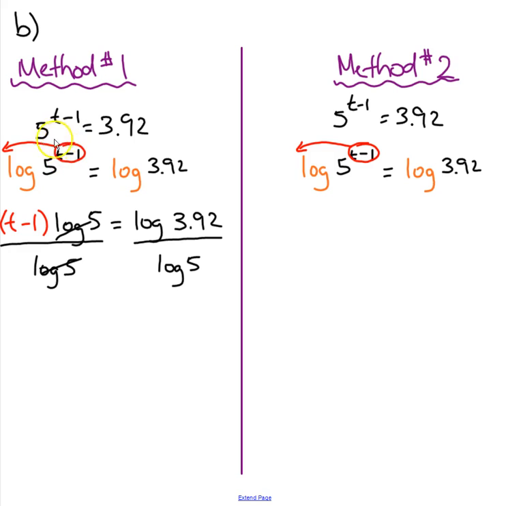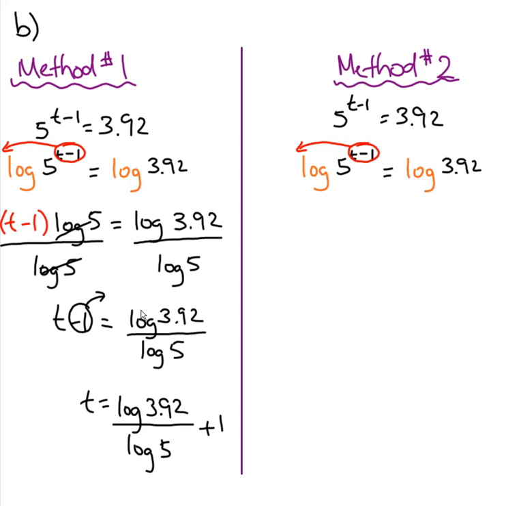So bring the t minus 1 down, keep it in brackets, that's very important. The log 5 just goes beside it, and then you've got equals log 3.92. Now the next step, I kind of did them both in one: since I want the t, I'm just going to get rid of this log 5 on both sides by dividing the log 5 out. So I'm going to be left with the t minus 1 over here, and then the log 3.92 over log 5 over here. The last thing is to get rid of that negative 1. So you bring it over, it becomes a positive 1. So that's the final answer for method 1.